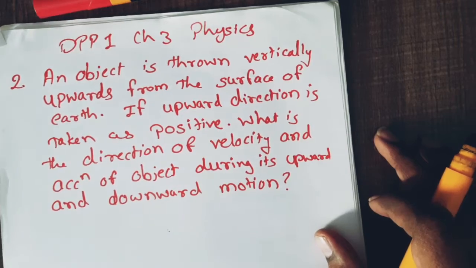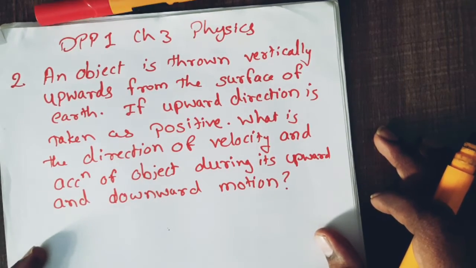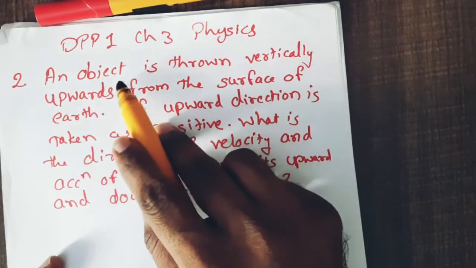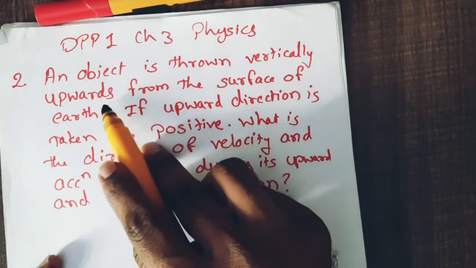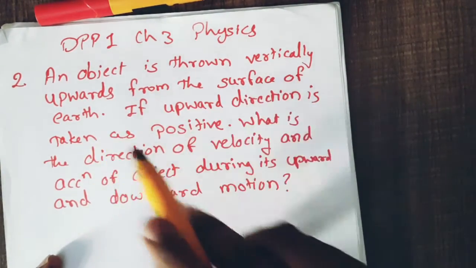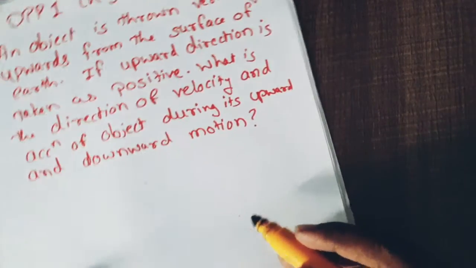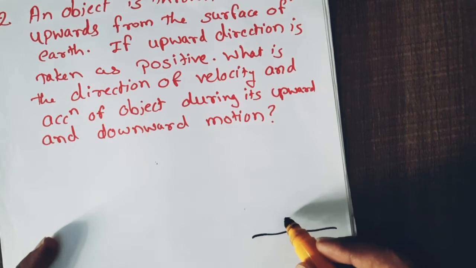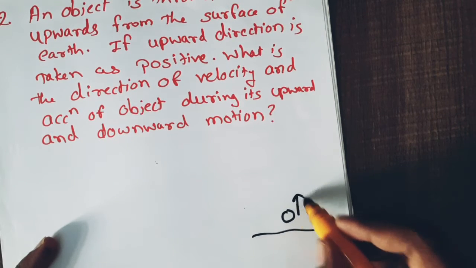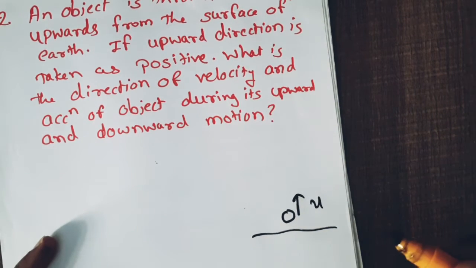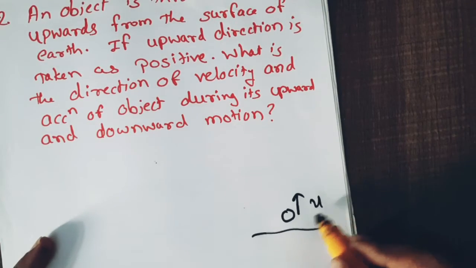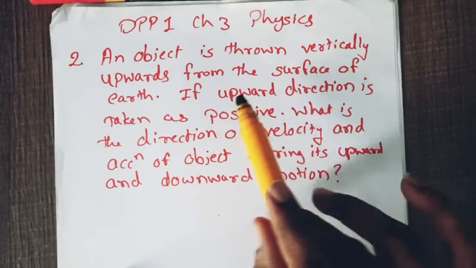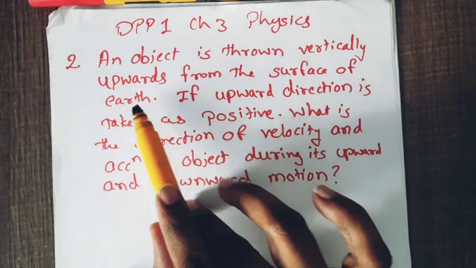Now let us consider the second question of DPP, chapter 3, kinematics. An object is thrown vertically upwards from the surface of the earth. Let us consider a ball. This is earth, ground level, and we have thrown a ball vertically upwards. Since we are throwing the ball, we will throw it with some initial velocity u. Now let us look at the question. Thrown upwards from the surface of the earth.